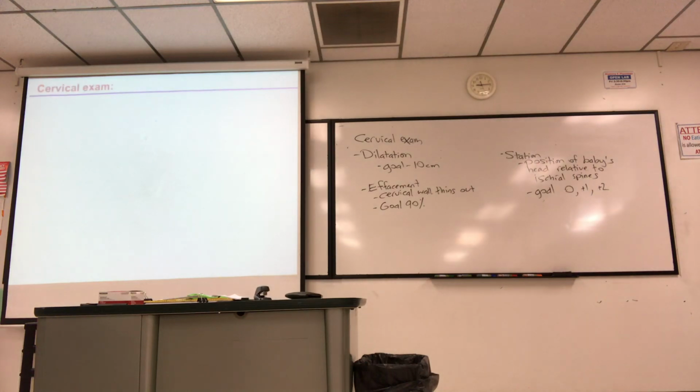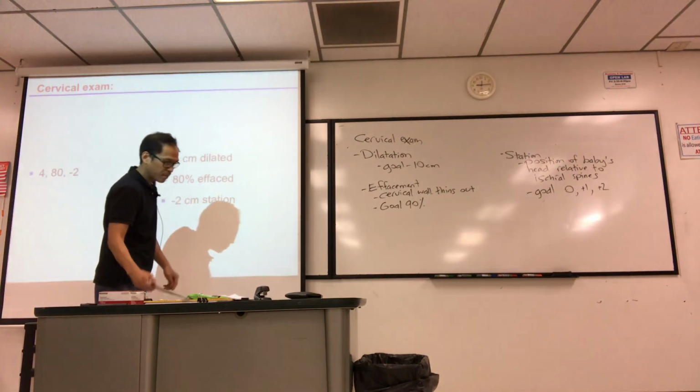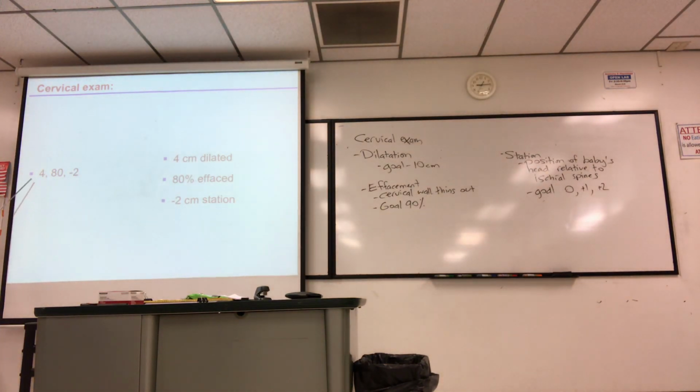So what you have to know is that during an exam, the physician is shouting out numbers in this order: 4, 80, minus 2, which would mean 4 centimeters dilated, 80% effaced, minus 2 station. Or if they said 10, 100, plus 3, that's 10 centimeters dilated, 100% effaced, plus 3 station. So that's the orientation, just in that order.